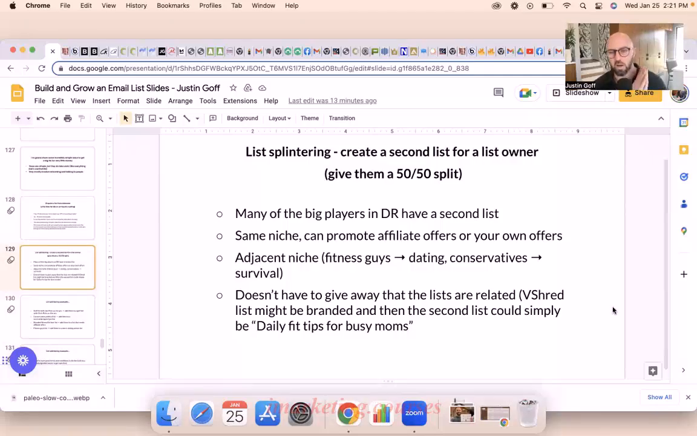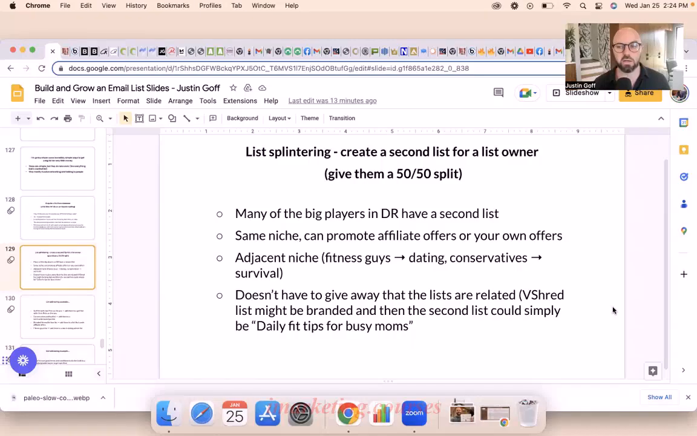List splintering. This is a really cool concept where you create a second list for a list owner and then you give them a 50-50 split. Most of the big players in direct response have a second list. Let's say a company like VShred: they have their main list, they promote internal offers, their own supplements, whatever, to it. They also sometimes will have a second list where they'll promote affiliate offers.